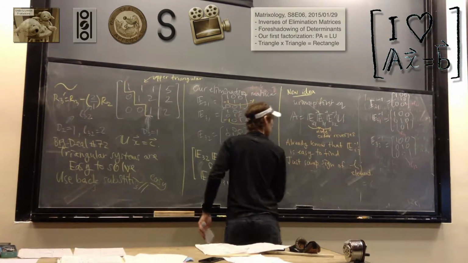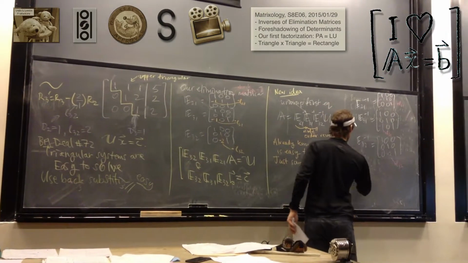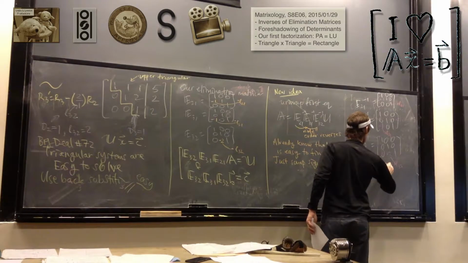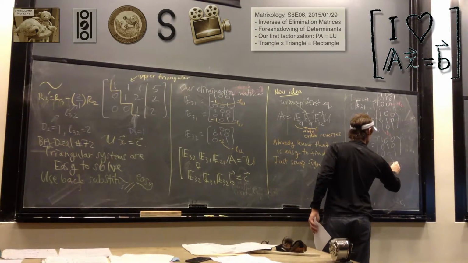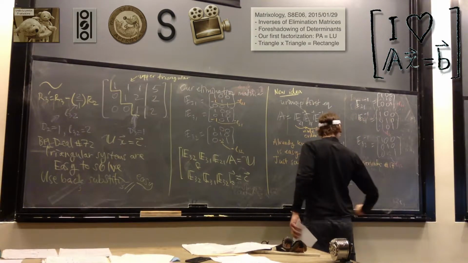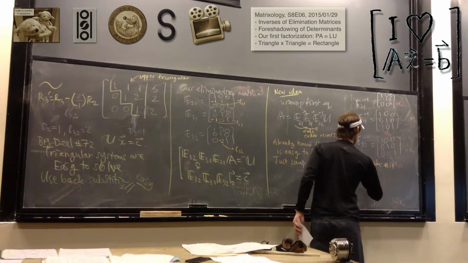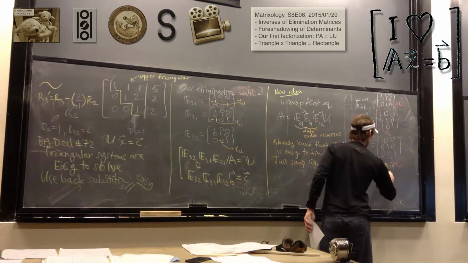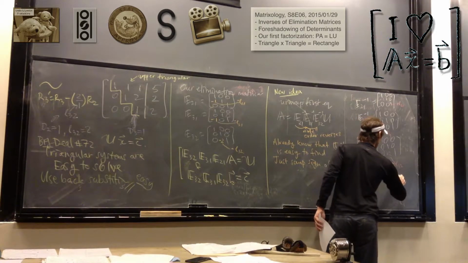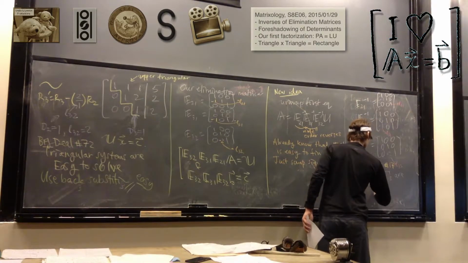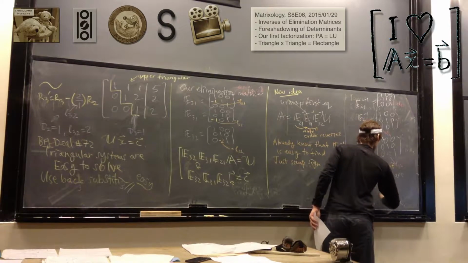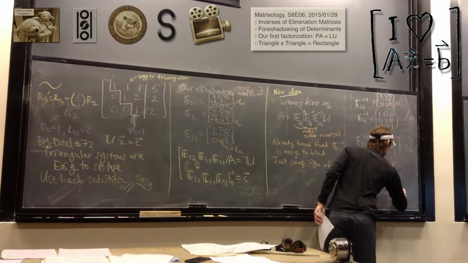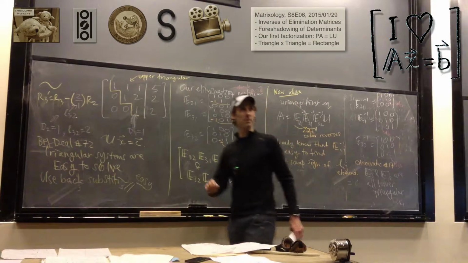So let's call this observation, whatever number you want. I'm just making these up. Number 17. It's a good random number. The E's and the E to the minus 1s are all lower triangular. Just a note. I promised a lower triangular shape. So that's useful. Okay.